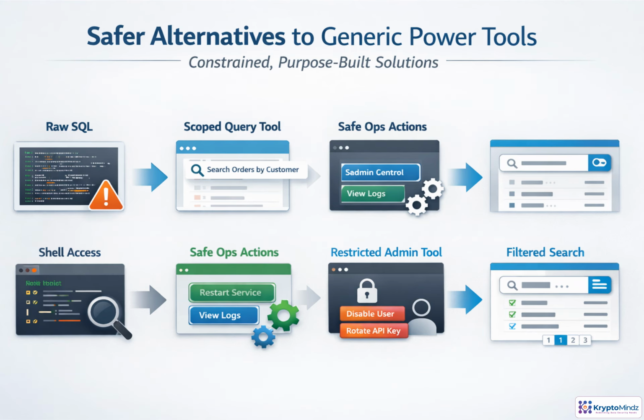The pattern is to keep the capability but narrow the interface. Instead of raw SQL, offer named queries like search orders by customer or revenue summary. Instead of shell access, expose approved actions like restart service or get deployment logs. Admin work should become explicit operations, such as disable login or rotate API key. Search should require filters, pagination, and permission checks. These tools are easier to validate, log, test, and review. The model still helps users act, but it acts through guardrails designed for the task.